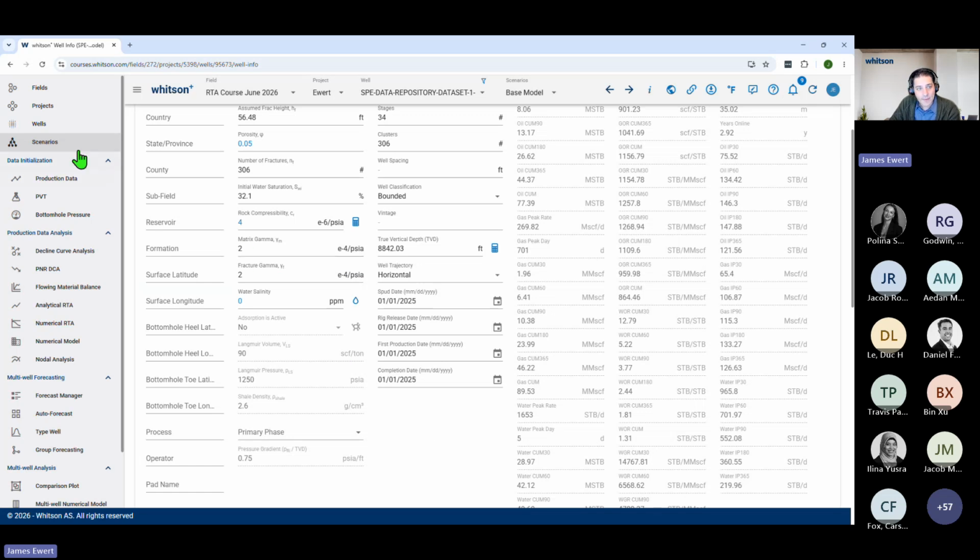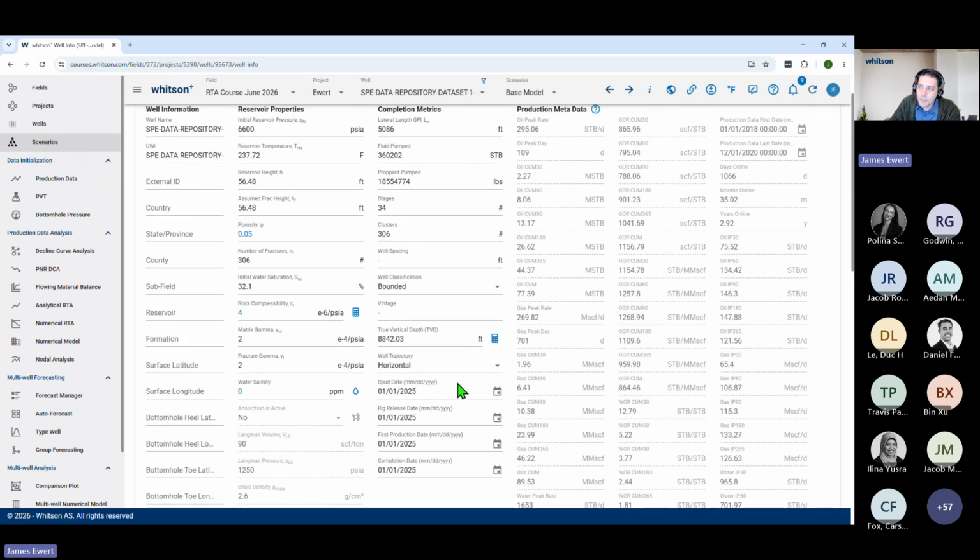So we're here, we're in scenarios. We've talked about all of the inputs that help us make physical space sense of the results that we're going to get from RTA. And what we've done is we've added a gamma here of 2 for matrix and 2 for fracture. Now we'll touch on production data, and then we're going to take a 10-minute break.